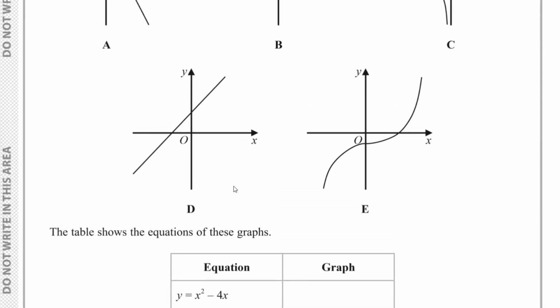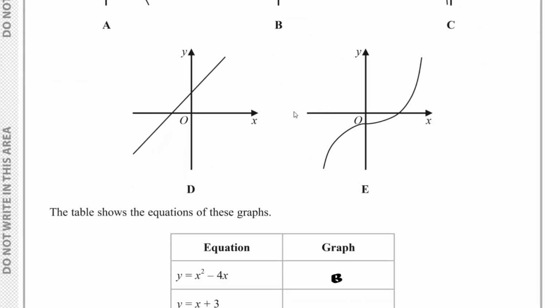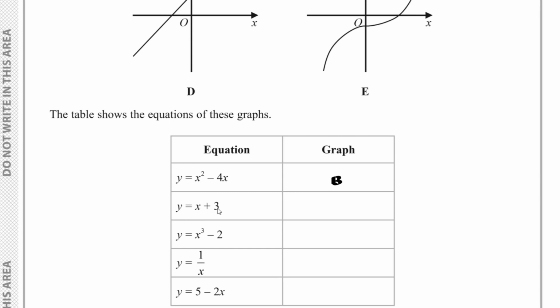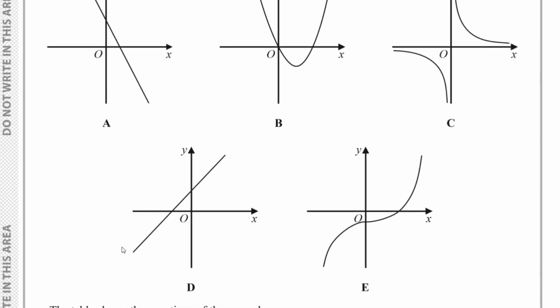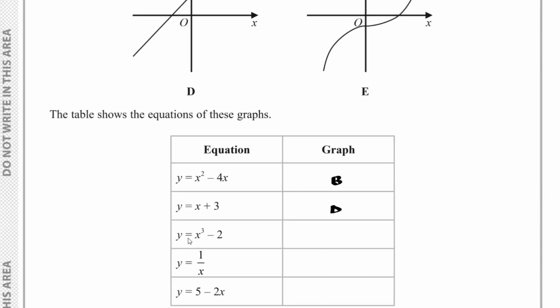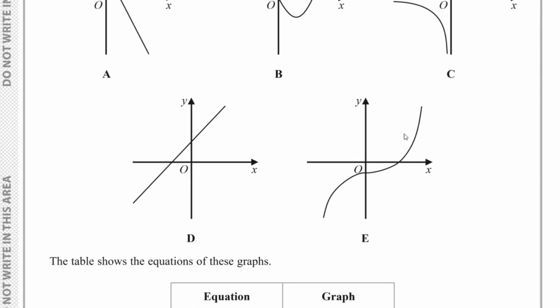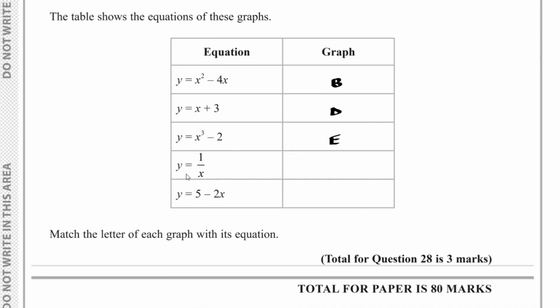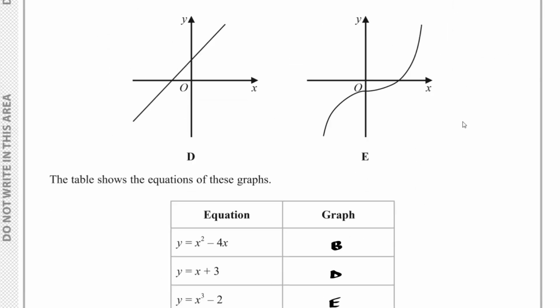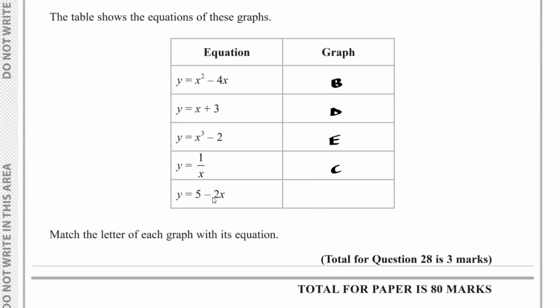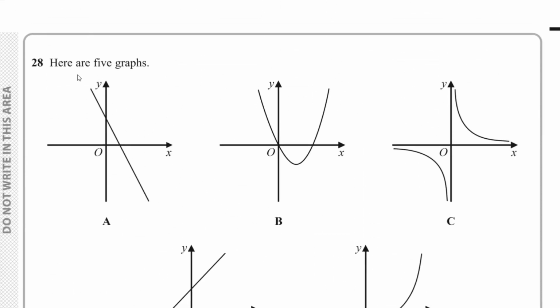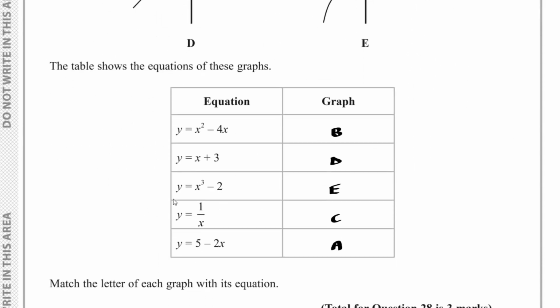Well, x squared subtract 4x, that's going to be a quadratic, so that's B. y equals x plus 3, that's a straight line with a positive gradient, so that's going to be graph D. y equals x cubed subtract 2, well, the cubic shape is graph E. y equals 1 over x, that will be graph C. And then 5 subtract 2x, that's a straight line with a negative gradient, that's graph A. So we've matched the equation with the graph.